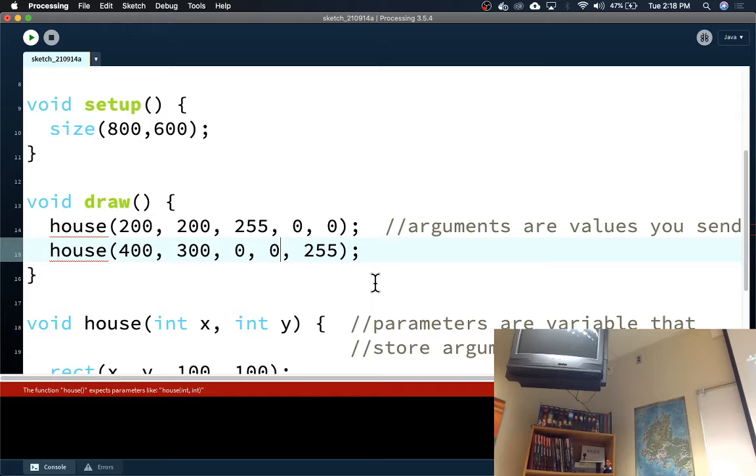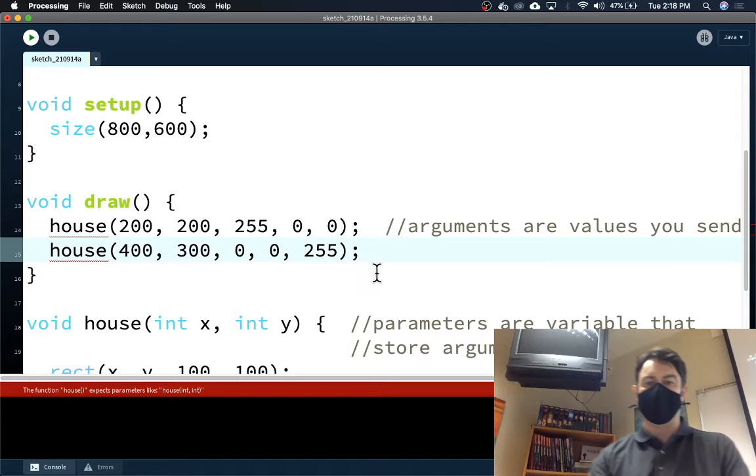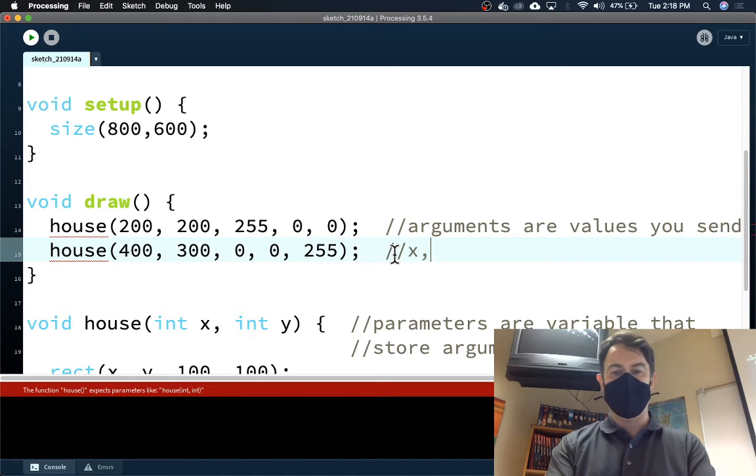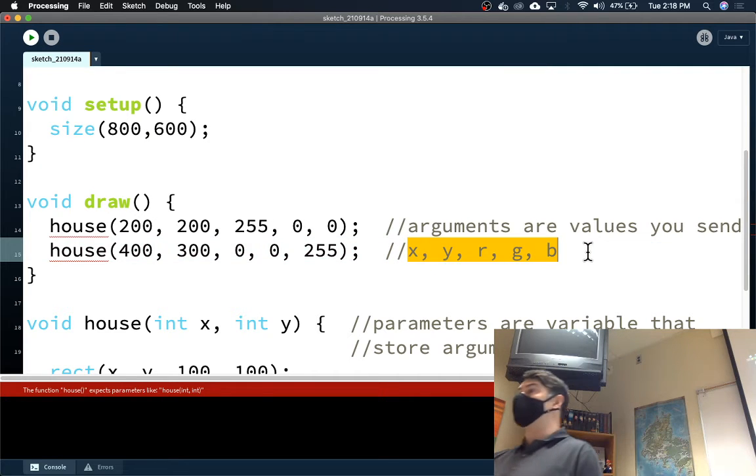The overall idea? Oh, no worries. So we're expanding our function to take in red, green, blue arguments, and that's going to change the color of the houses. Let me just write that down to make sure it's clear. So we're adding. So now it's X, Y, R, G, and B. So I want it to take 5 arguments now.